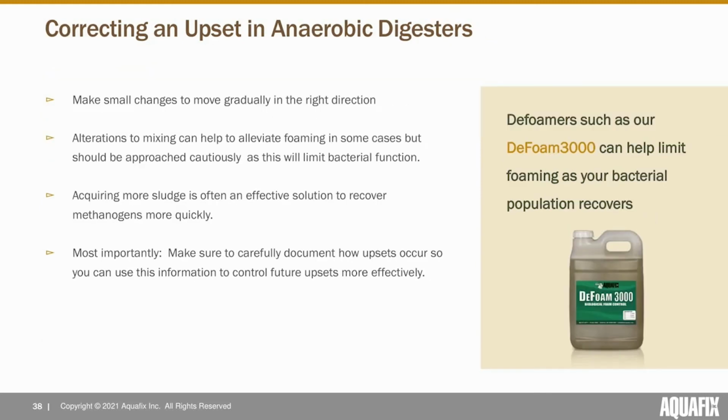Okay, so correcting an upset in anaerobic digesters. You generally want to make small changes to gradually move in the correct direction. So you make these small changes because if you make too big a change, you're going to end up with a stressed out population of methanogens trying to deal with a lot of food, and then your digester will keep falling into a state of decay and having problems.